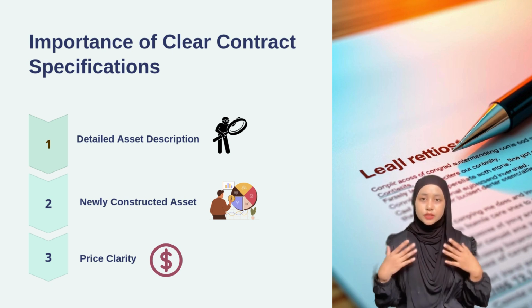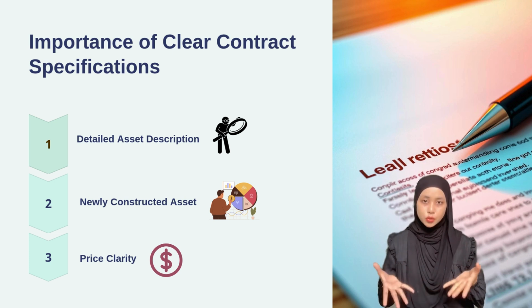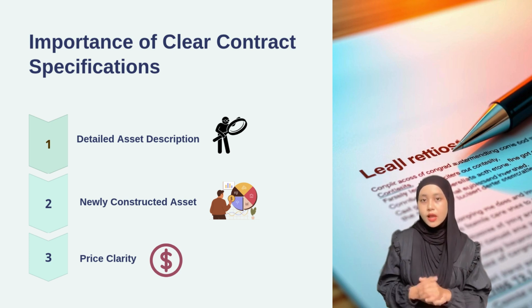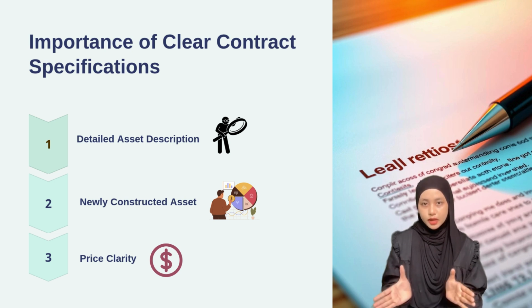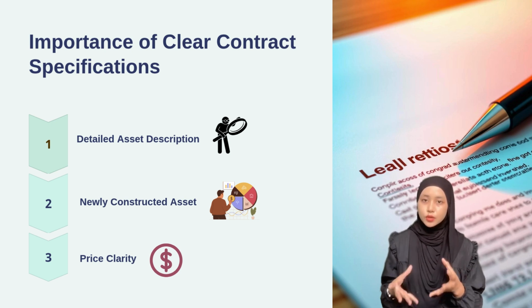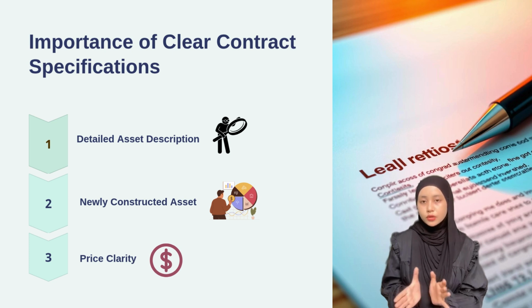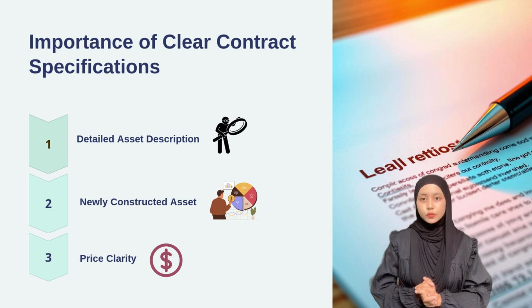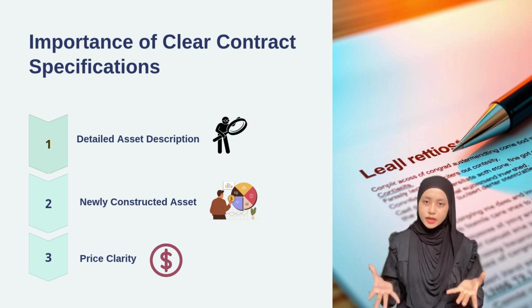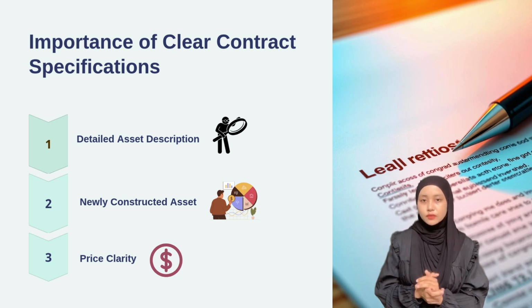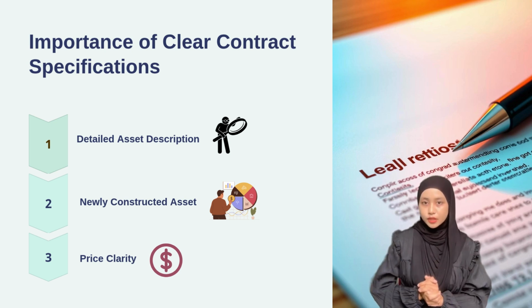Second, the specific asset must be newly constructed or manufactured and must be of a new design. This is made to distinguish Istisna from other contracts for existing assets such as murabaha. And the third one is the price of the asset must be clearly specified at the time of the signing of the contract, along with the payment schedule and delivery time.